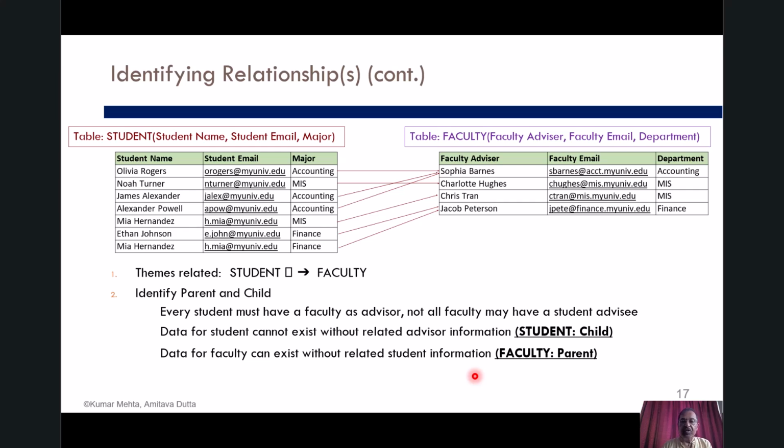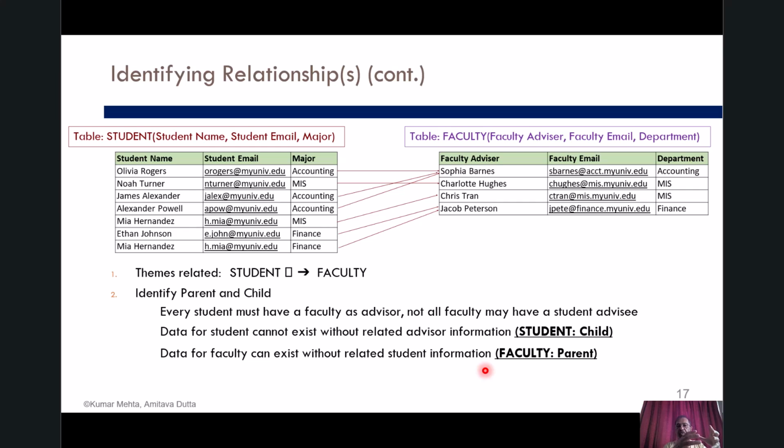So, data for student cannot exist without related advisor information. So that makes the theme called student the child. And data for faculty can exist without related student information, meaning you could have a faculty member who does not have an advisee yet. Okay, that makes the theme called faculty the parent.